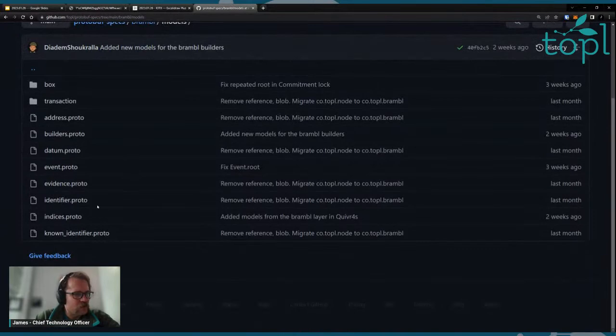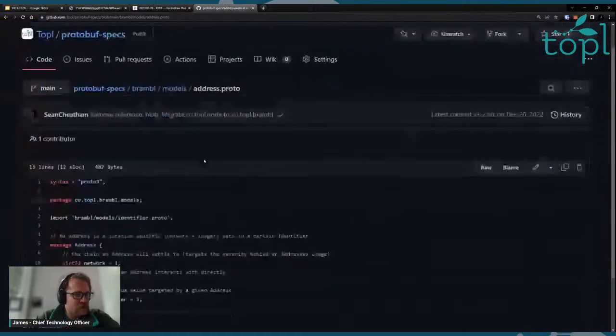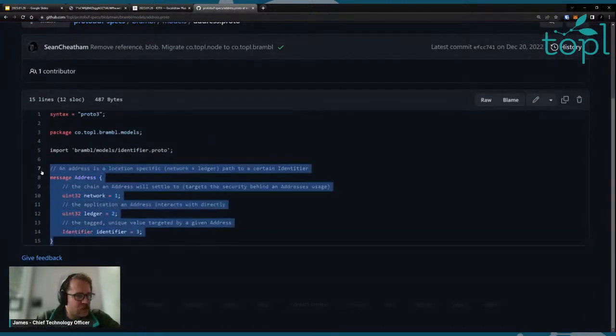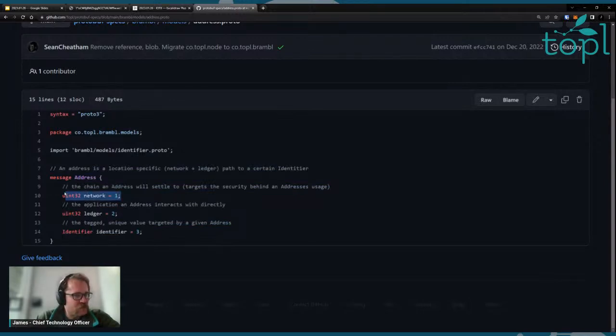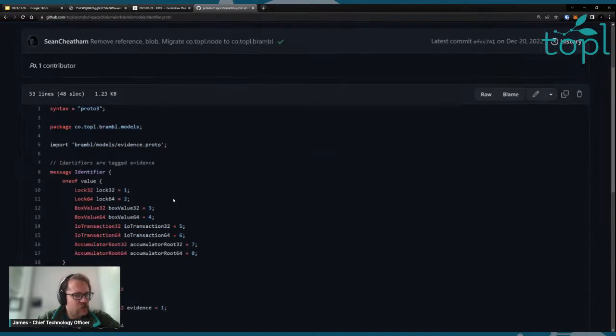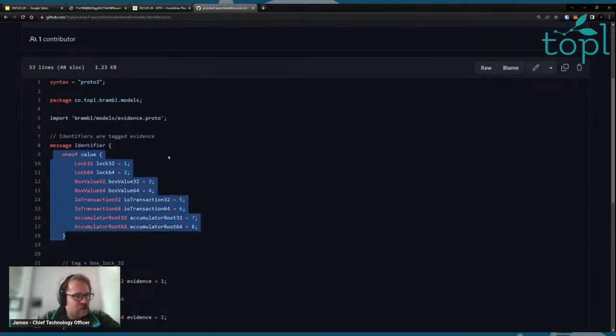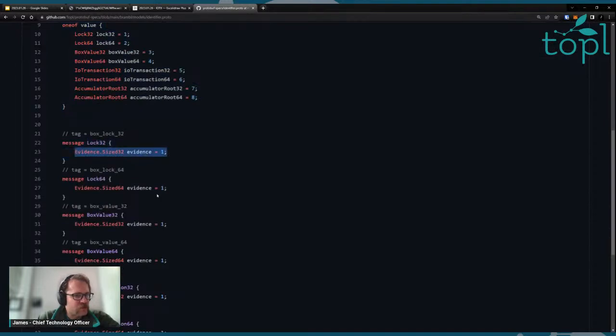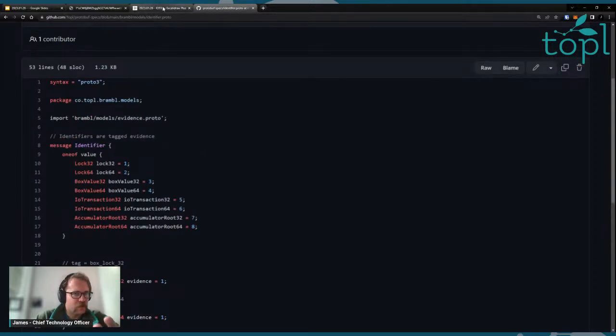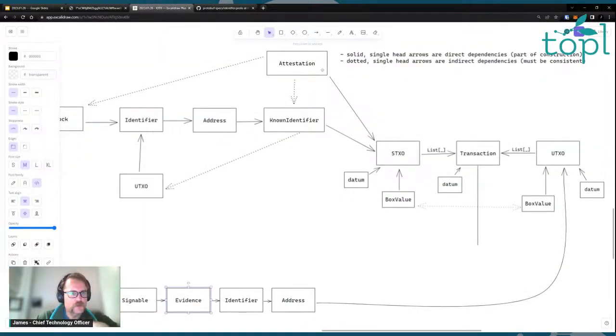Okay. I just want to point out, these are the things here, right? So an address in our system is this thing. It's a combination of something we call a network and a ledger, and the way we actually get to references is through this thing we call an identifier, and you can go and look and see what an identifier is if you so desire. And an identifier is these things, right? So we have different types of identifiers, and identifiers created out of evidence. The nitty gritty stuff should map to this diagram.